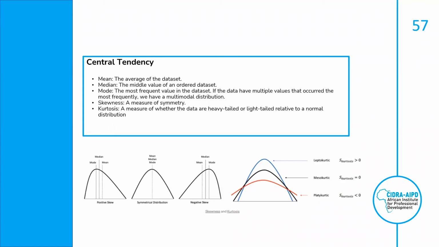Central tendency. Mean, the average of the data set. Median, the middle value of an ordered data set. Mode, the most frequent value in the data set. If the data have multiple values that occur as the most frequent, we have a multimodal distribution. Skewness, a measure of symmetry. Kurtosis, a measure of whether the data are heavy-tailed or light-tailed relative to a normal distribution.